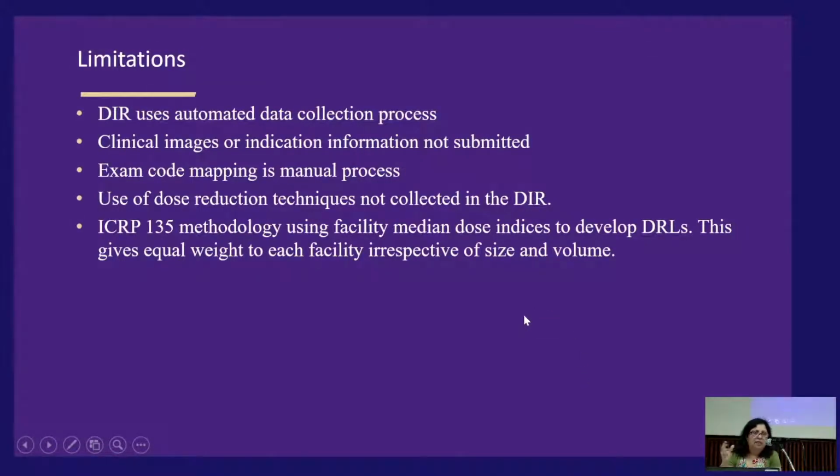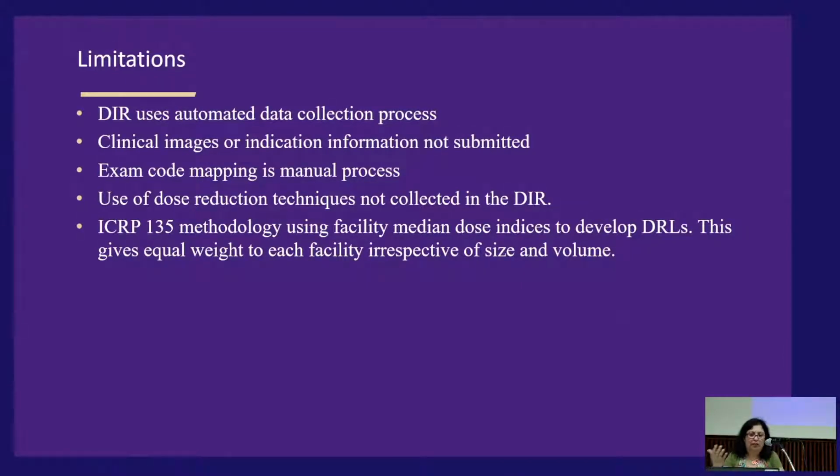So what are the limitations of the DIR, right? Both these papers were very well received, landmark papers in the US because we don't have anything like that published. It does use automated data collection, but the one key factor I want to talk about here is only the dose we looked at. We did not look at the corresponding image quality, right? Because DIR does not collect images. So we are expecting that all the sites submitting data to the DIR are sending their optimized data. So that's one limitation of the DIR.